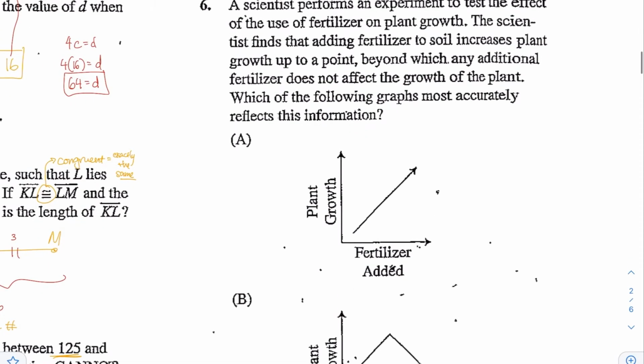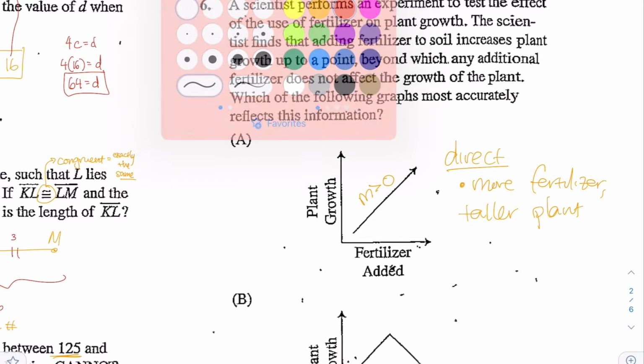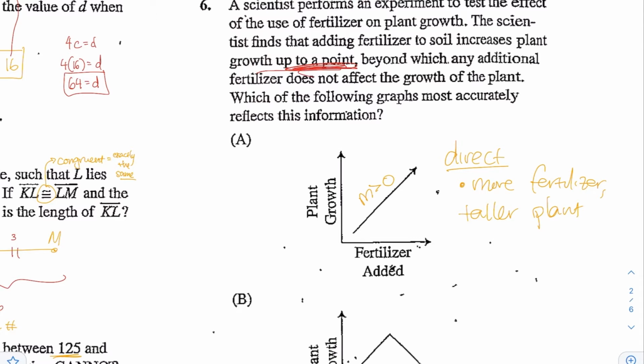If you look at a graph, if you look at choice A, for example, this is a direct relationship, which means that the more fertilizer you add, the taller the plant. And it goes on forever. And notice that it starts out like this, so it should increase with a positive slope. The slope is greater than 0, up to a certain point. Over here, it says that once you go past a certain point, it does not affect the growth of the plant anymore. And what that means is that there is a constant relationship, or there's no direct or inverse relationship.